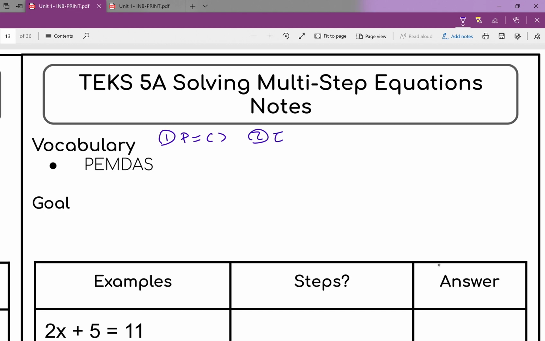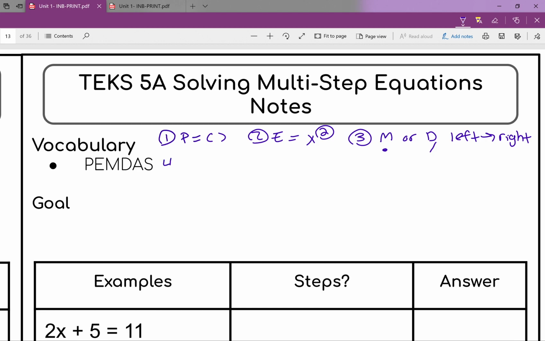2 is exponents, and remember exponents are that little number at top. 3 is multiplying or dividing. So whatever comes first, left to right. Just like you read a book, left to right.